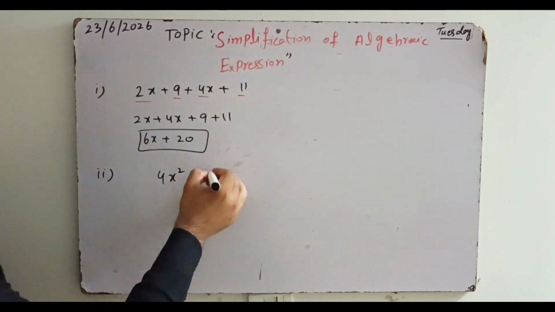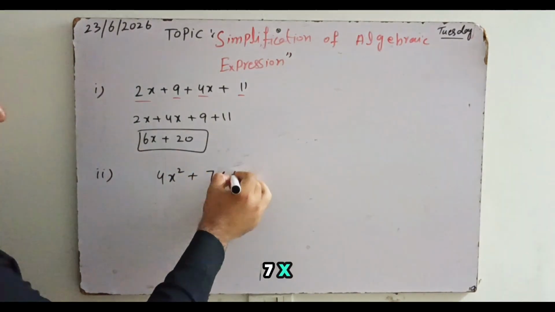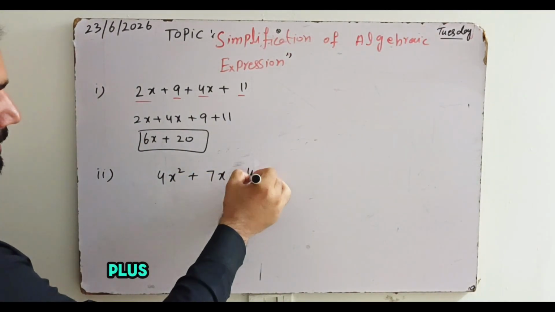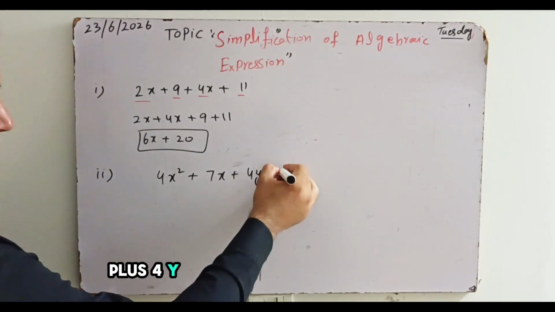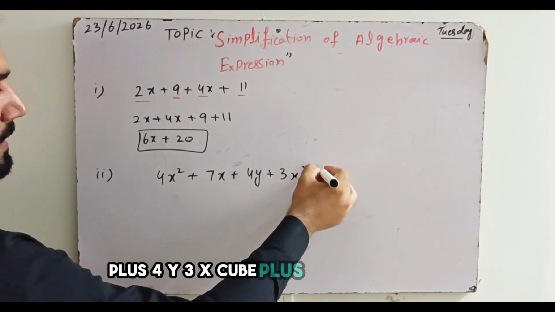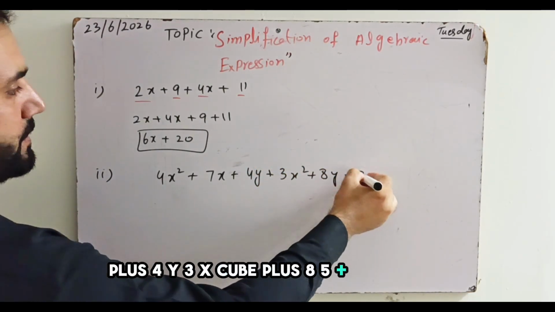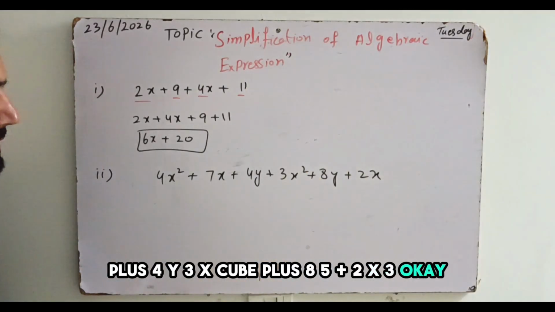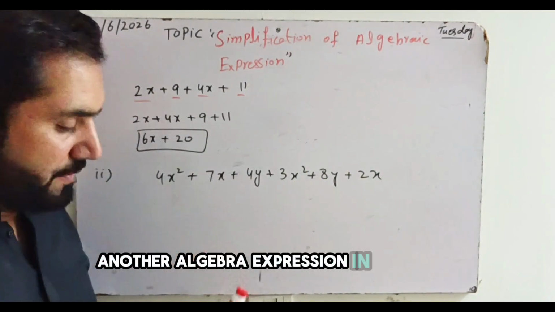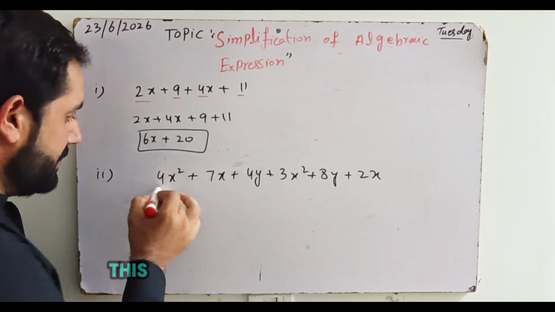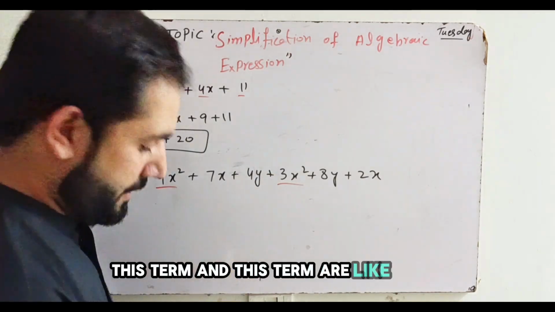4x square plus 7x plus 4y plus 3x square plus 8y plus 2. See? Okay, this is another algebraic expression in which we look at these terms, and these are like terms.